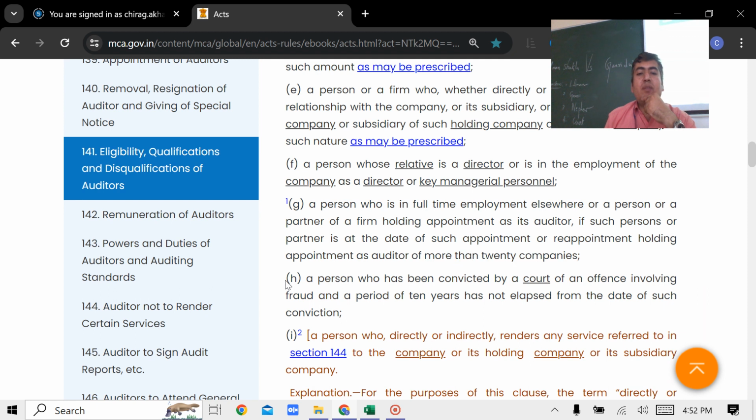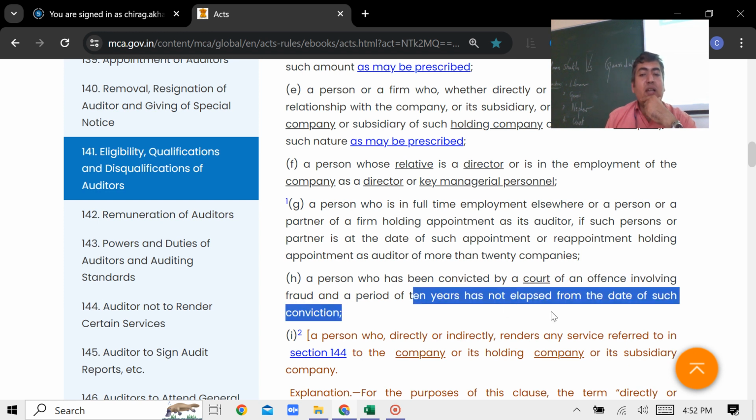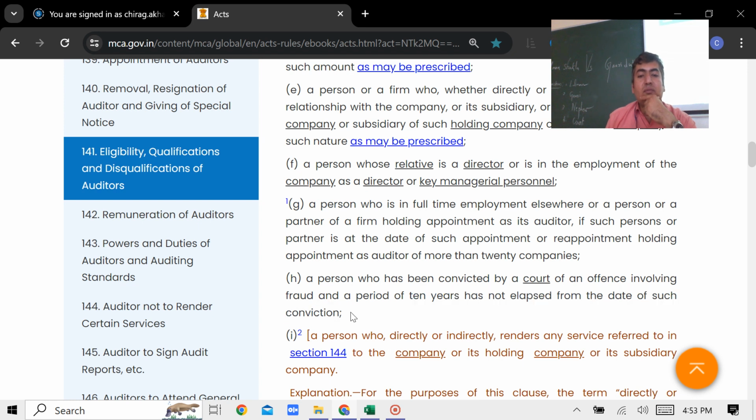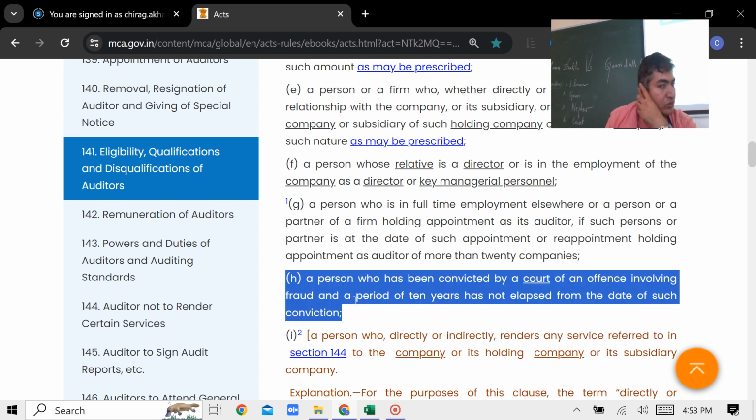And guys, this is a very interesting part. If the person has been convicted by a court of any offense, including moral turpitude or fraud, and a period of 10 years has not elapsed from the date of such conviction. Actually, I don't agree with this provision because it is creating disparity.